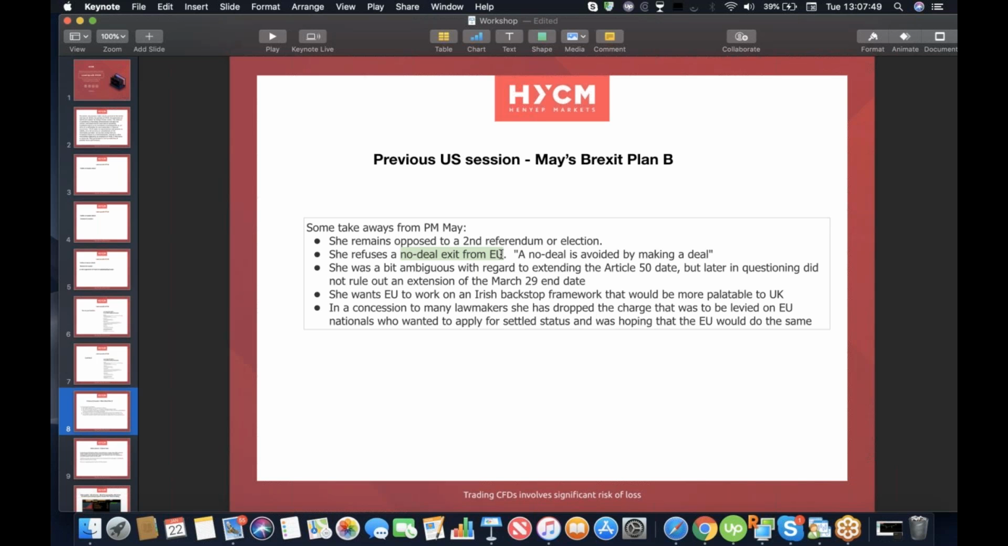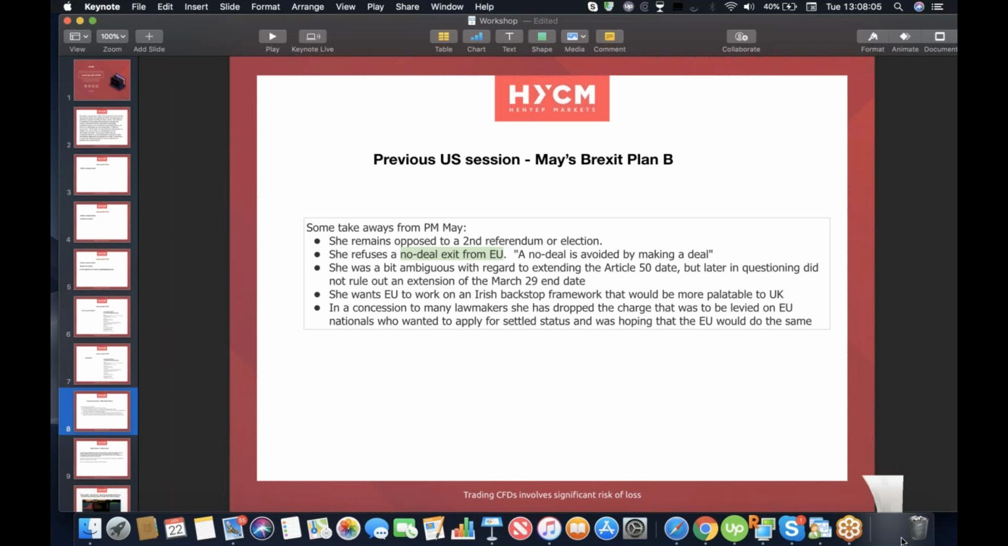From about January the 11th, I noticed a change. There was a technical issue. I could see that was going to change the outlook of Brexit. And this is what we're having, and that's what's happening now, okay? So Theresa May, some of the key things, she was a bit ambiguous about extending Article 50. That's what the market had been rallying on.